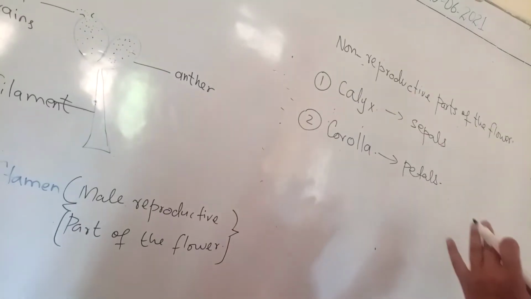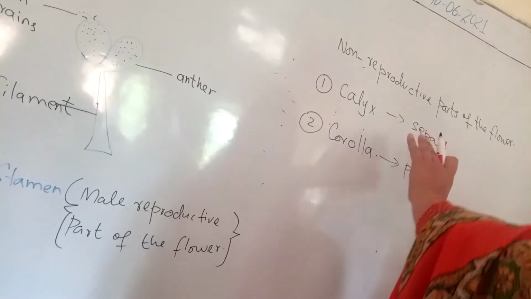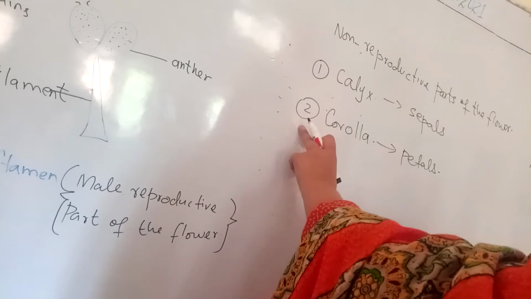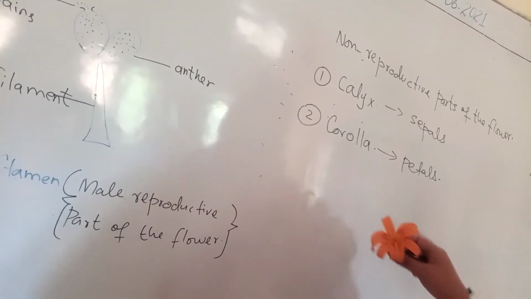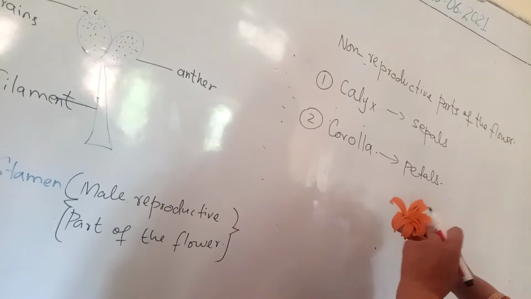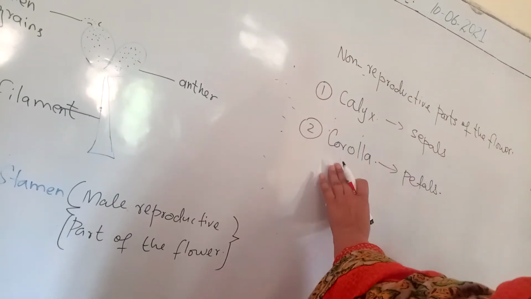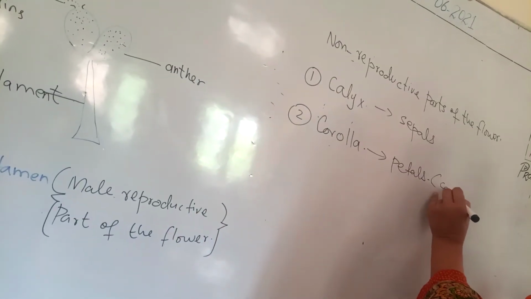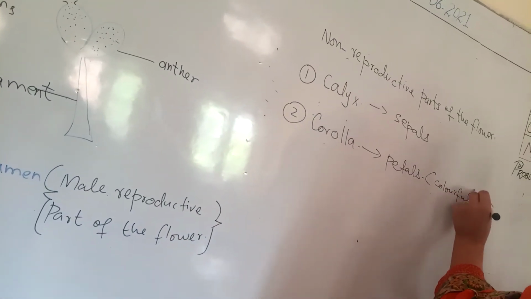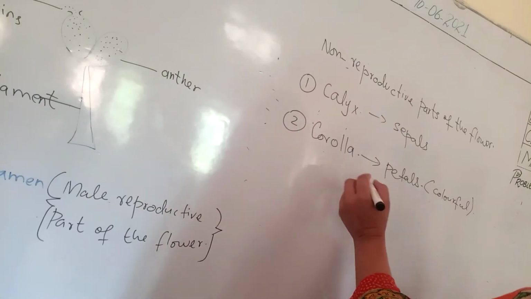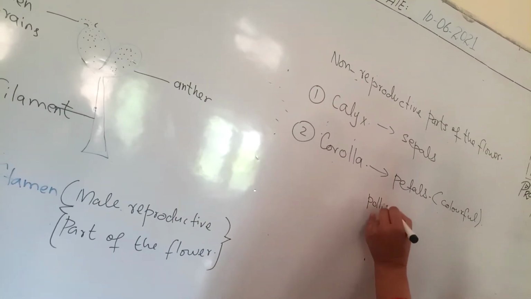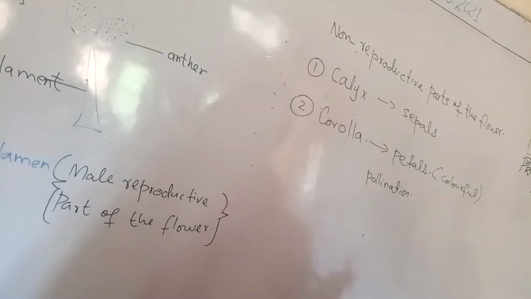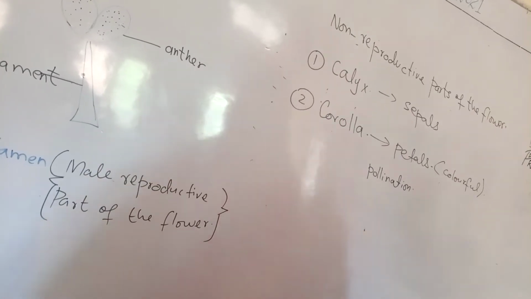You can see the green colored structures called sepals in many plants. And corolla. Corolla means petals. These are the colorful part of the flower, and these are basically composed of petals. These are colorful and very important in pollination because insects etc. are attracted towards the flower due to the petals.